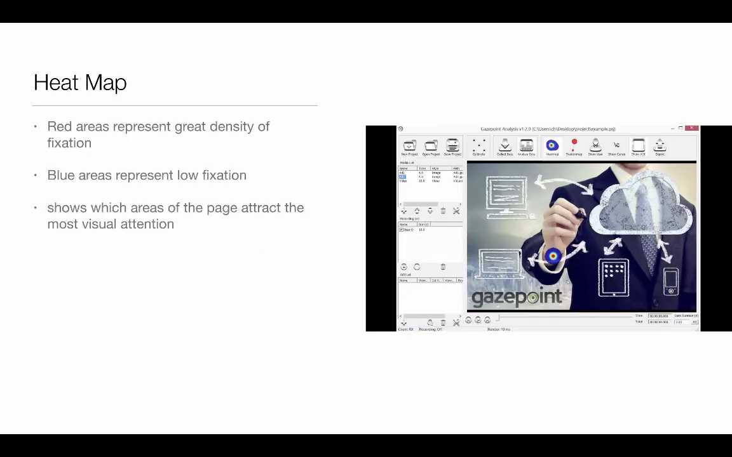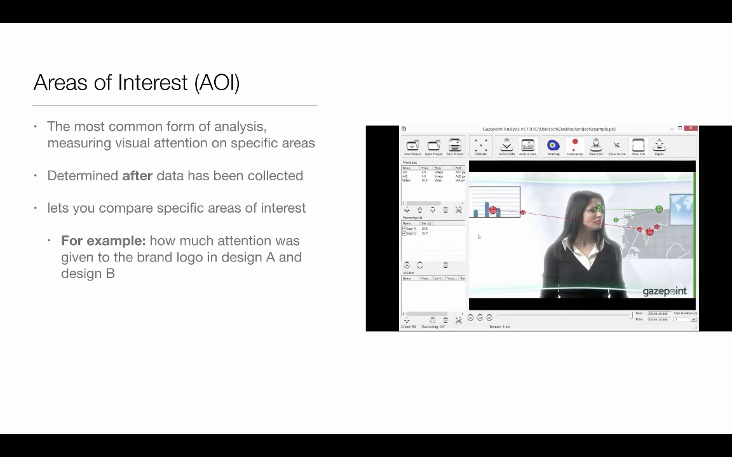Heat maps are a bit different, but quite a similar bit of data in some senses. So you've got red areas representing a great density of fixation. And the blue areas represent low fixation. So it shows you which areas of the page attract the most visual attention. Here we go. So there we go, somebody's seeing a heat map. So what we're going to do is show all the gaze data. So I'm going to do this very quickly.